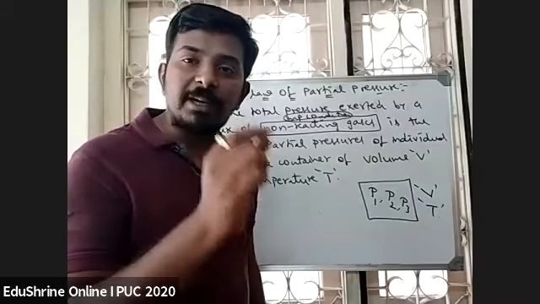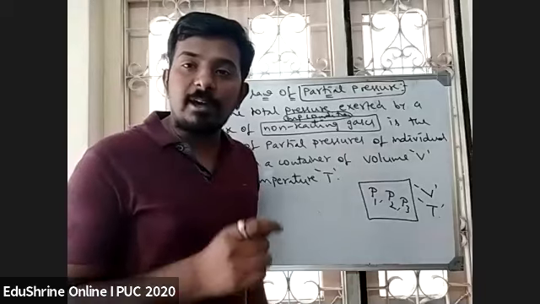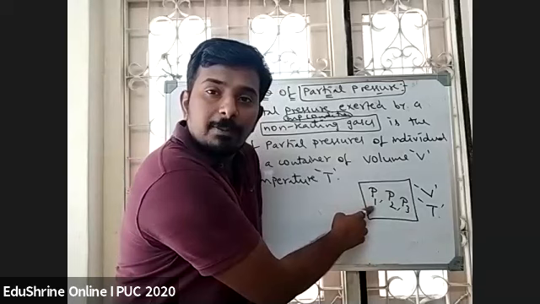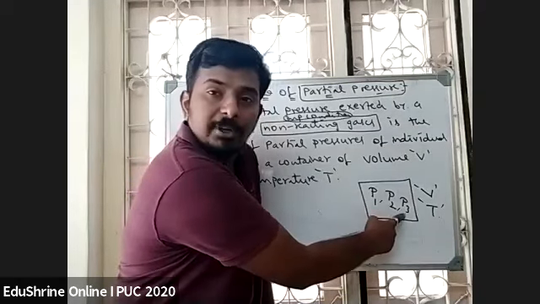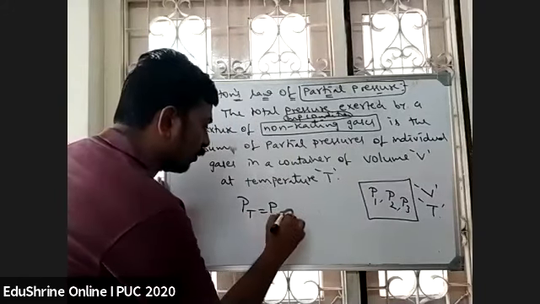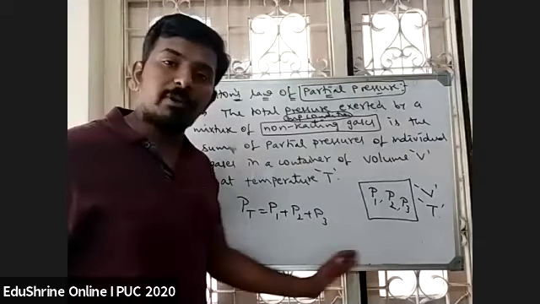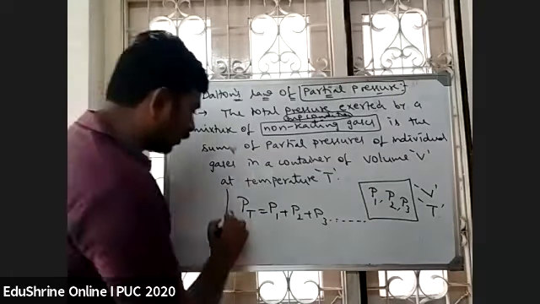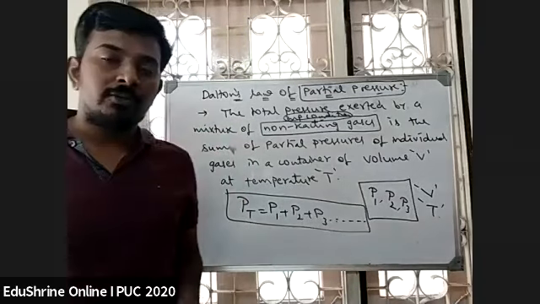The pressure exerted by each individual gas is called partial pressure. So the partial pressure of the first gas is P1, of the second gas is P2, and of the third gas is P3. The total pressure will be equal to the sum of all three, P1 plus P2 plus P3. If there are many gases, it goes on so on. This is called Dalton's law.